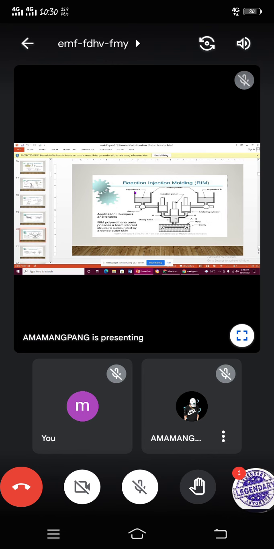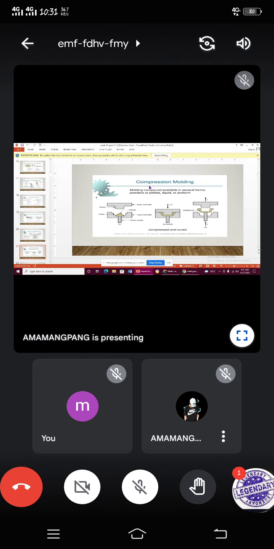So next is reaction injection molding, or RIM. So the applications are bumpers and fenders. So RIM, or reaction injection molding, is a process for polyurethane parts with a foam internal structure surrounded by a solid outer skin. So this is the diagram.